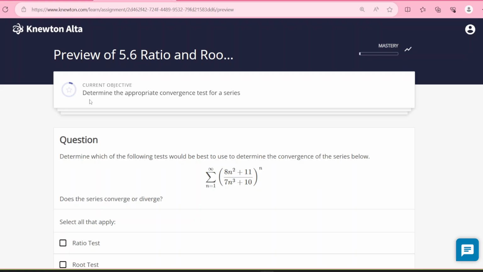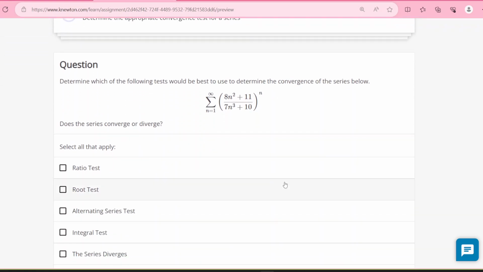All right, so here we're asked to determine the appropriate convergence test for a series again. It's another one of these objective problems. Determine which of the following tests would be best to use to determine the convergence of the series below. And they give you choices. And then you have to answer this question: does the series converge or diverge?